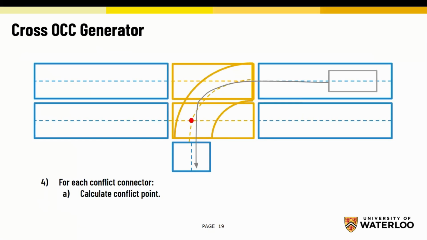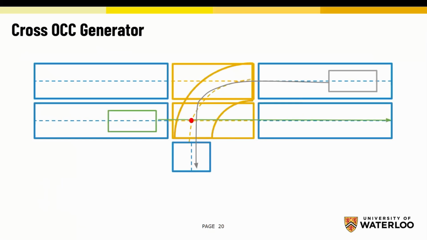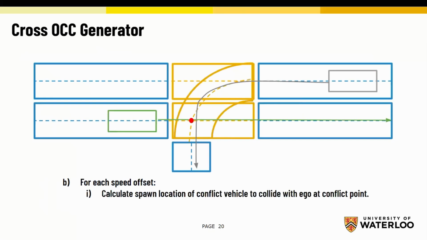For each conflict connector, we calculate the conflict point, that is where they cross, and we inject the vehicle in several locations, giving us several different options, based on several different starting speed offsets. We inject the vehicle such that that vehicle and ego will reach the conflict point at roughly the same time, giving us the best chance of causing a collision. So we inject the vehicle, we verify that the agent is not already occluded, because if it's already occluded, we're done. We don't have to inject an occluder. We can just pass this off to be tested.